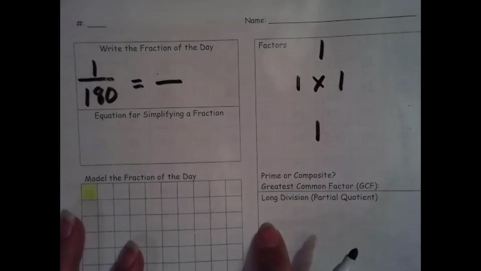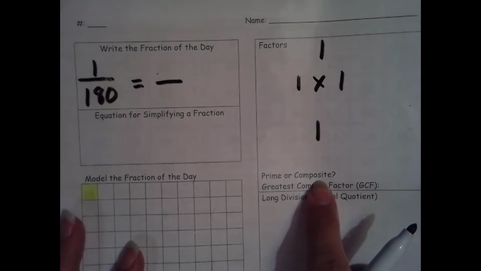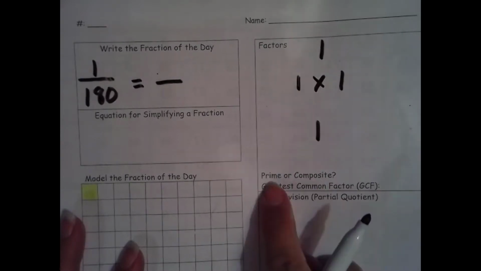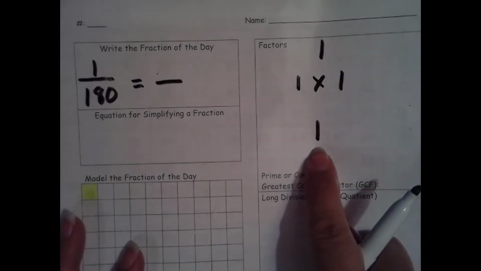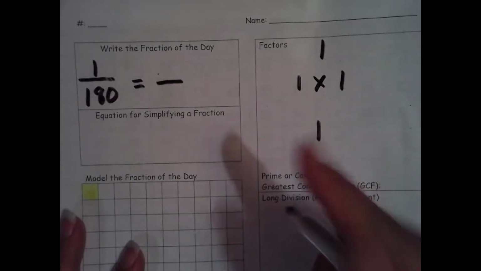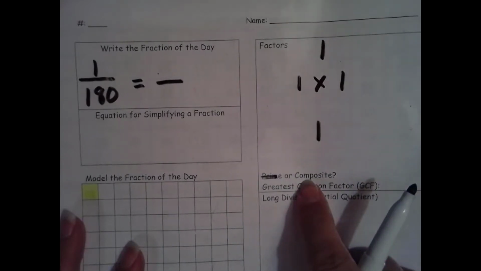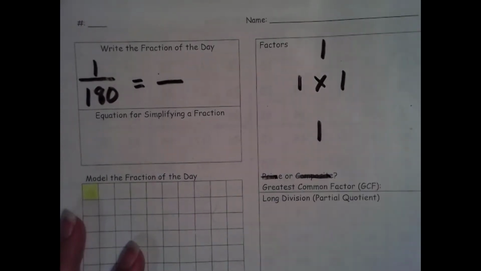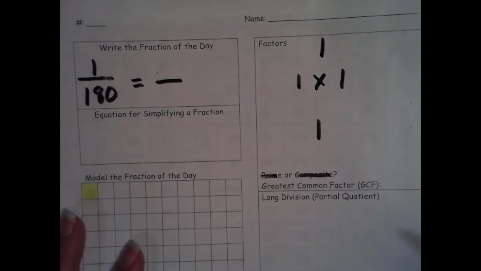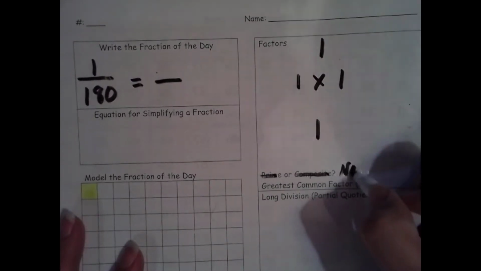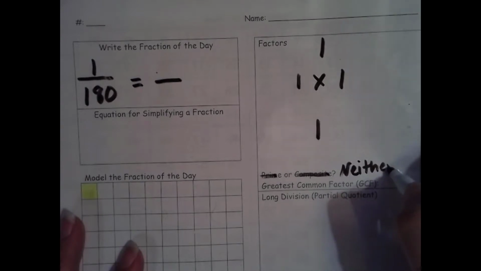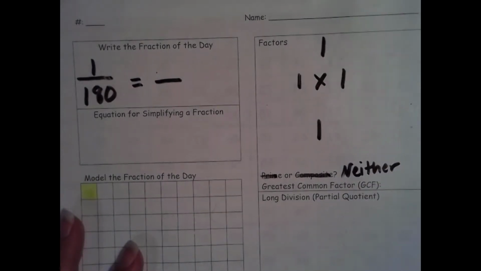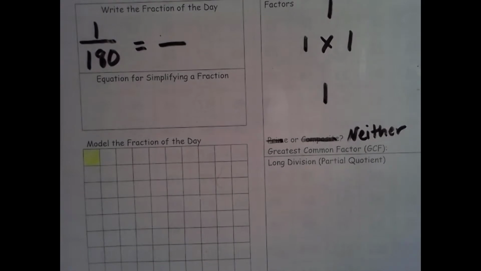Now we're going to look at these questions. Is it prime or composite? Now these may be new terms to you. Prime means it has exactly 2 factors. Does it have exactly 2 factors? No, it has 1, so it's not prime. Composite means that it has more than 2 factors. Nope, doesn't have more than 2 factors. This is the only counting number that is neither prime nor composite. All the rest will fall into one of those 2 categories.